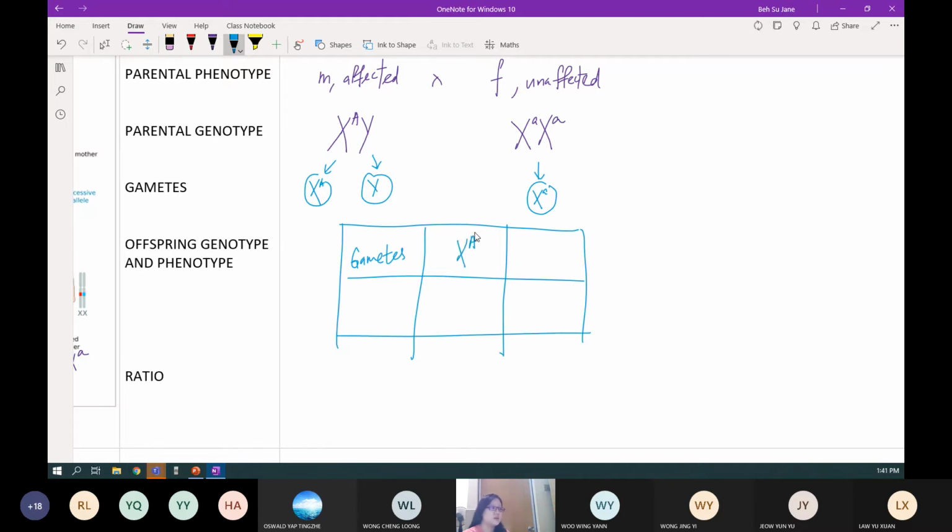Okay, so we have big X, big A, Y, X, small a. So you get this genotype and this genotype. So this is male, unaffected, and female, affected. The ratio is 1 to 1. You can realize that the probability of getting a male or female is still half-half, right? The probability of being affected or unaffected is half-half too.